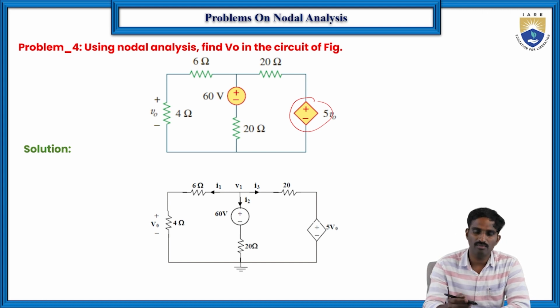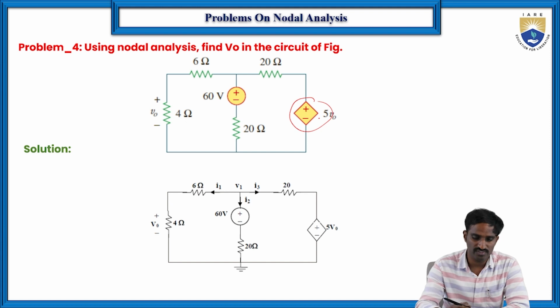Here we don't have the V naught voltage value because this is a dependent voltage source. The value of this voltage source depends on the voltage across this 4 ohms resistor. So that's why the voltage source value here is 5 into V naught.